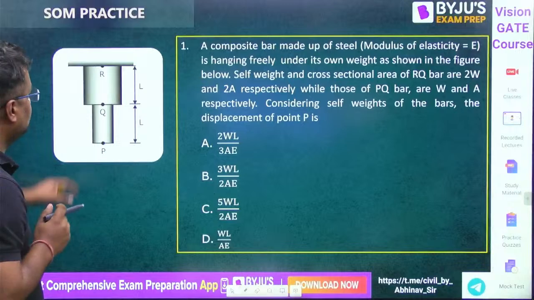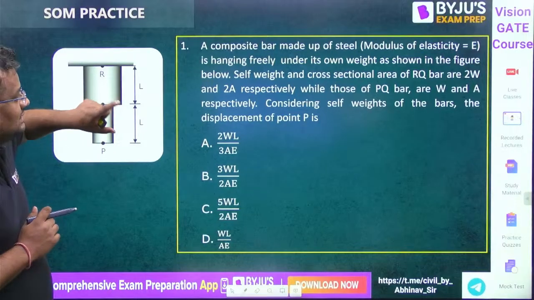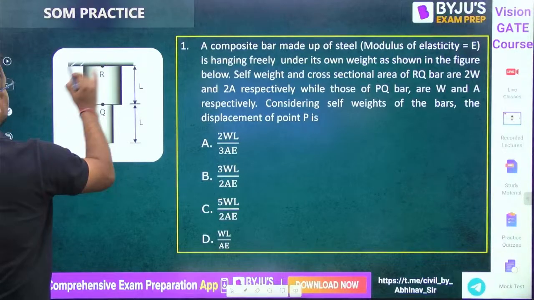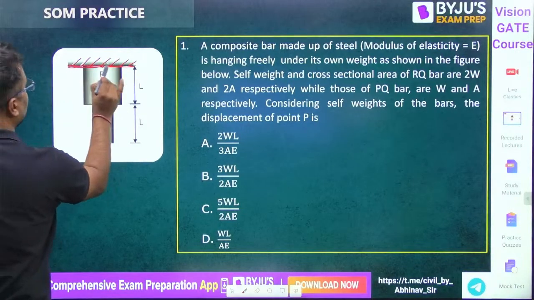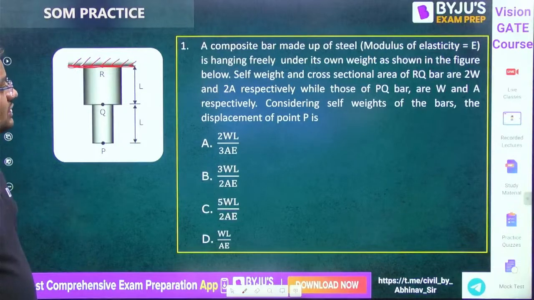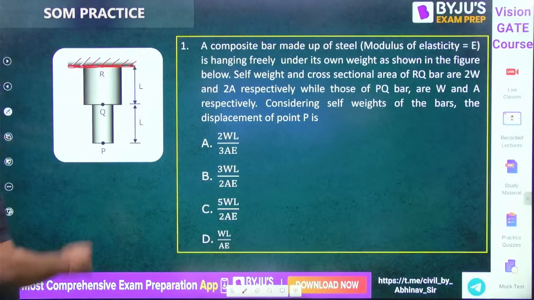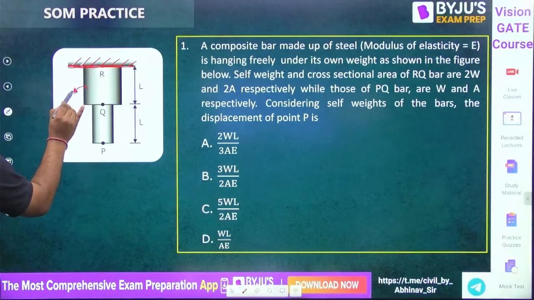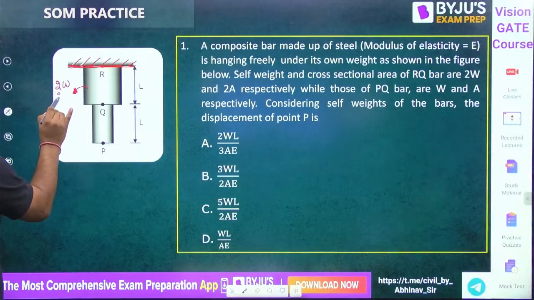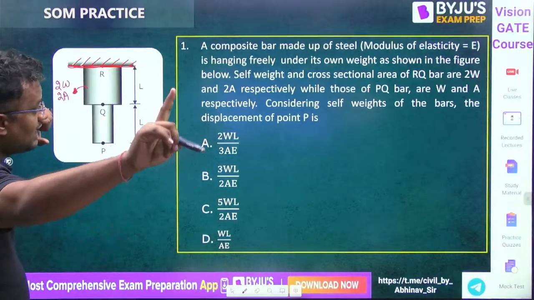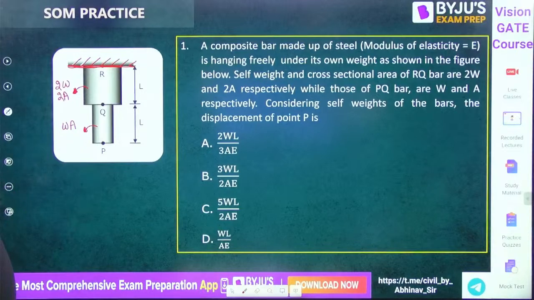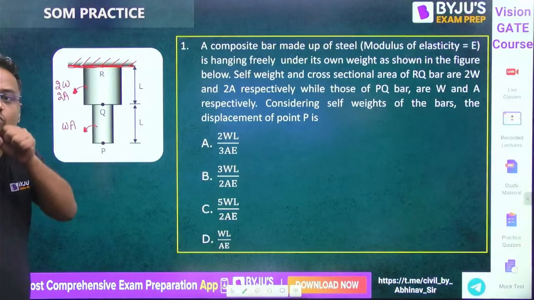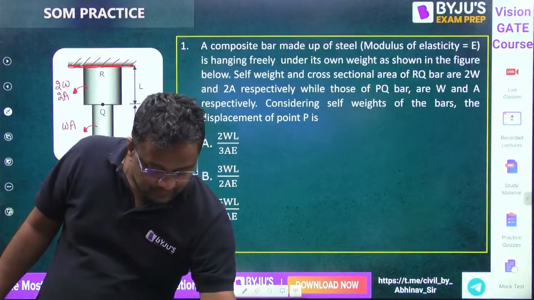A composite bar made up of steel, modulus of elasticity is equal to E, is hanging freely under its own weight. Self weight and cross sectional area of RQ are 2W and 2A. While those of the PQ bar are W and A. Considering self weight of the bar, the displacement of point P, how much will this point P move?